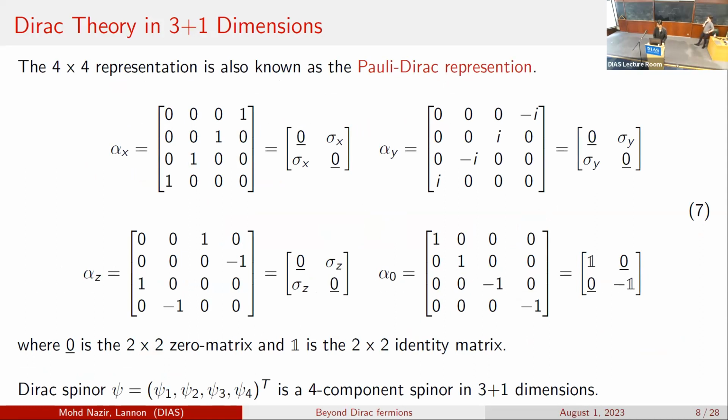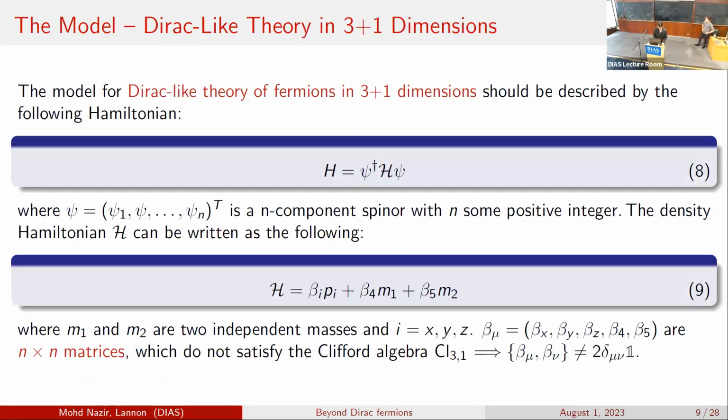You can decompose the resulting Hamiltonian density to explicitly show these alpha matrices corresponding to each component of the momenta as well as the mass term, where the underlined 0 is the 2 by 2 zero matrix, 1 is the 2 by 2 identity, and of course the Dirac spinor is just a 4-component spinor in 3+1 dimensions. And my colleague Tom will take over to explain the model of our proposed Dirac-like theory.